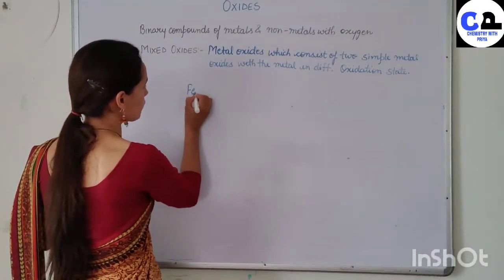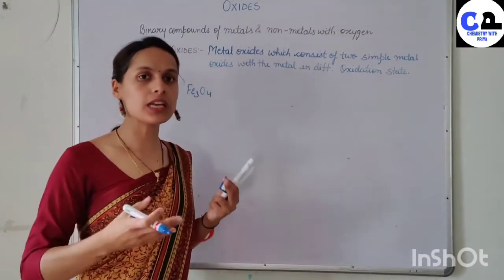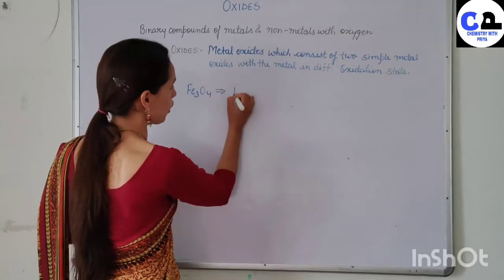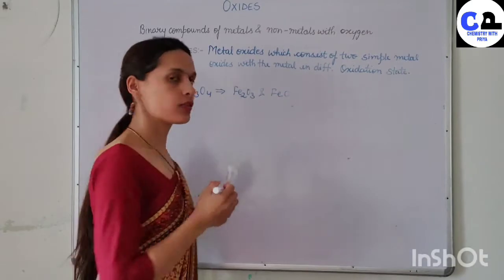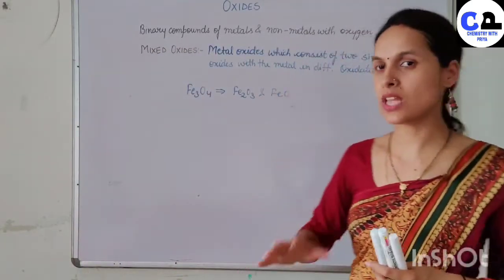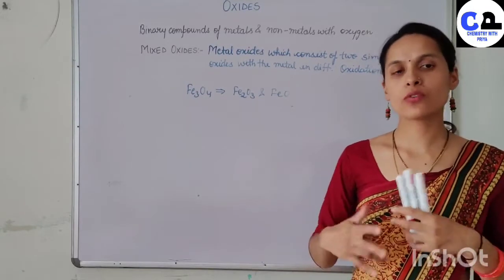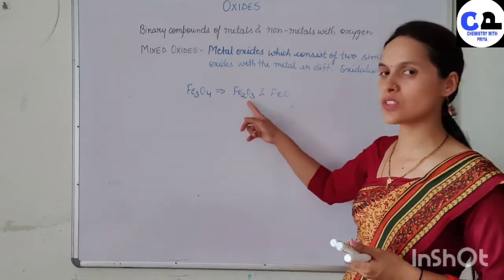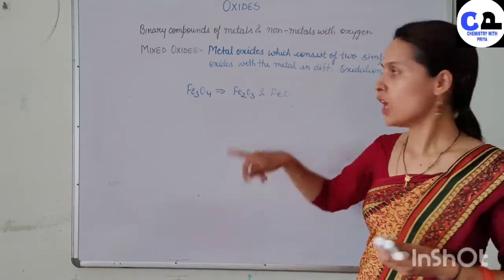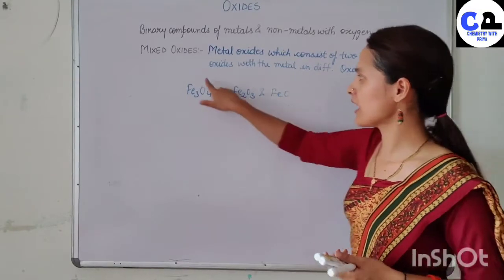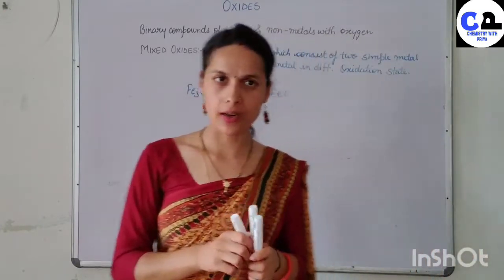For example, Fe3O4. Now, Fe3O4 is actually a mixed oxide which is a combination of Fe2O3 and FeO. We know from our junior classes that iron is present in two oxidation states, that is +2 and +3. Therefore it forms two different oxides, Fe2O3 in which the oxidation state is +3 and FeO in which the oxidation state is +2. So when these two are present together, then we get Fe3O4. So Fe3O4 is actually a mixed oxide.